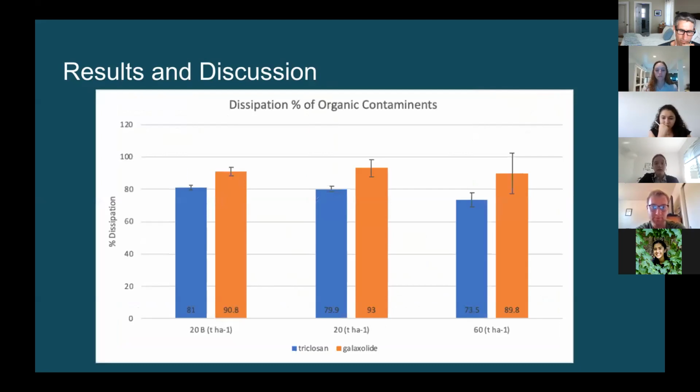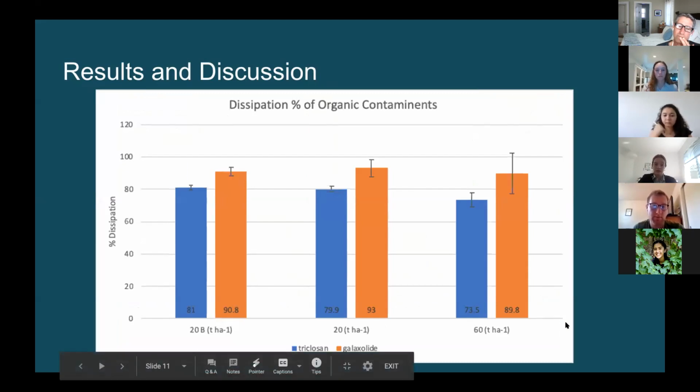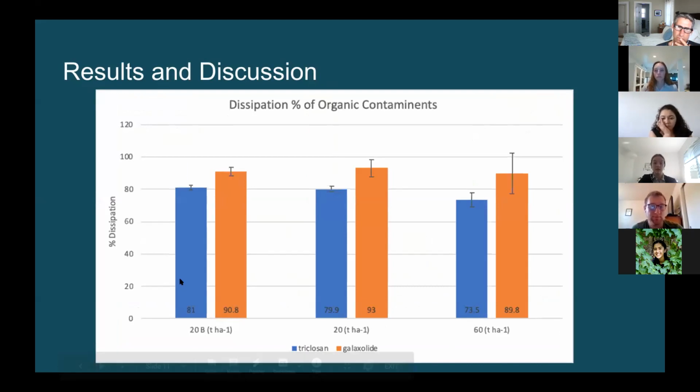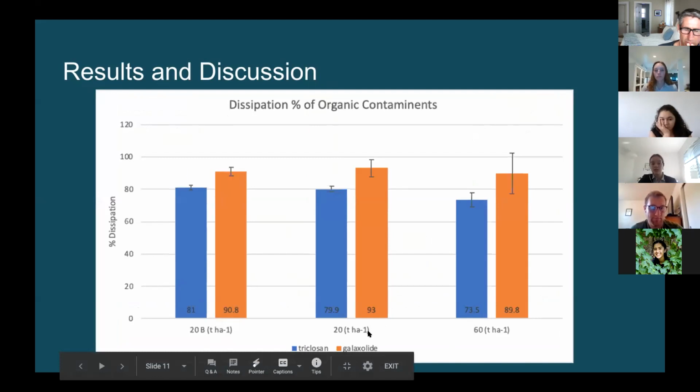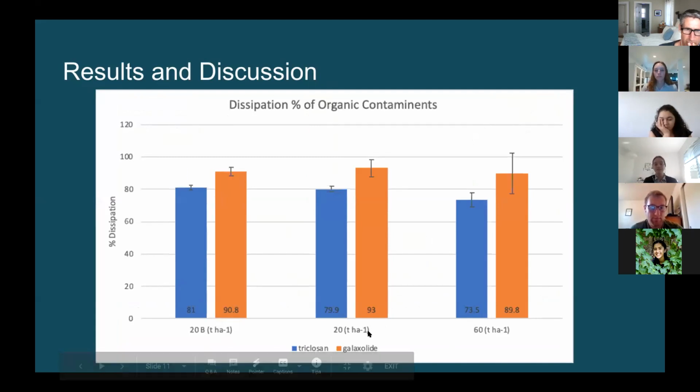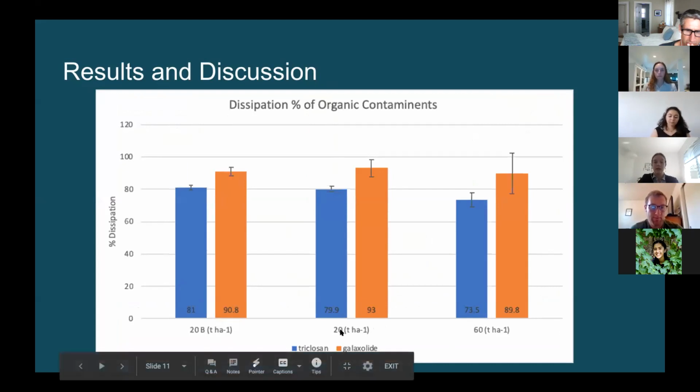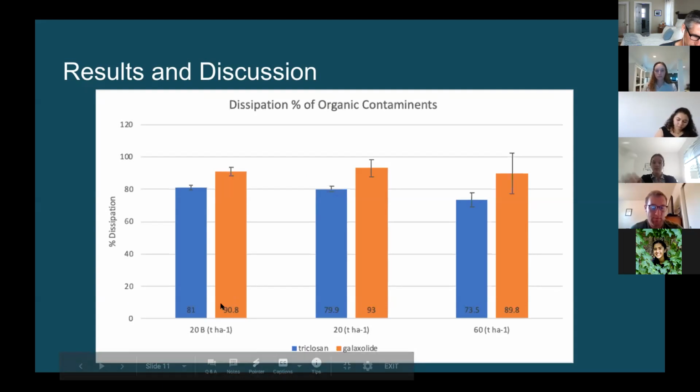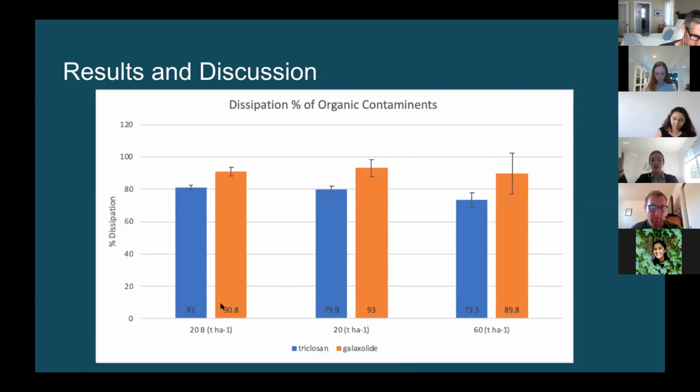And so here we have a graph of the dissipation of organic contaminants. So again, just focusing on the 2, triclosan and galoxolide. And so we have the percent dissipation for each of the different amounts applied, and this is in tons per hectare. So the dissipation percentage for galoxolide was overall greater than the one for triclosan.